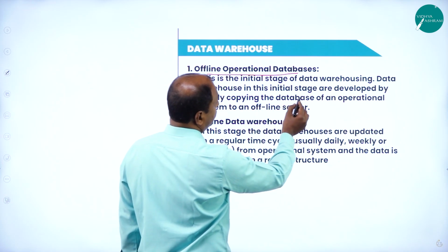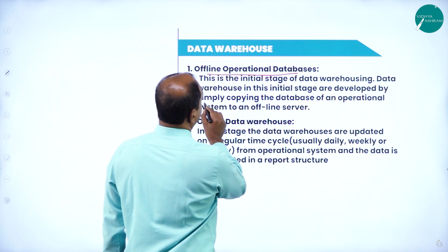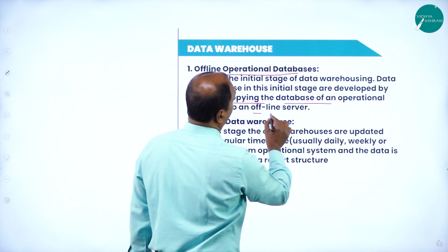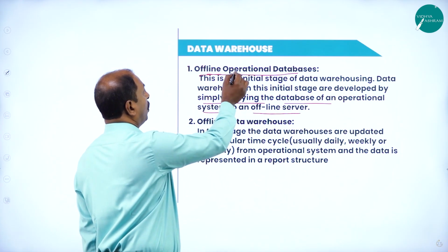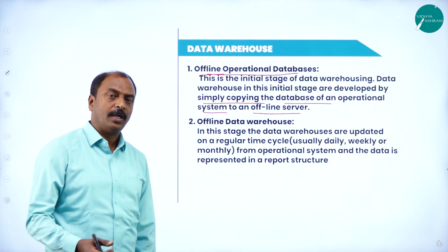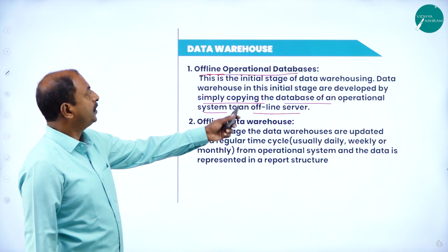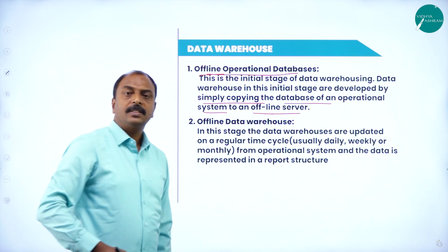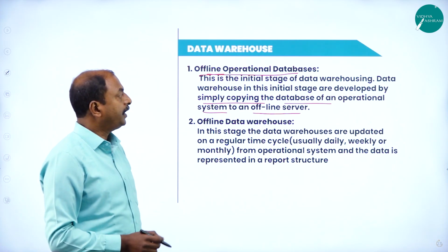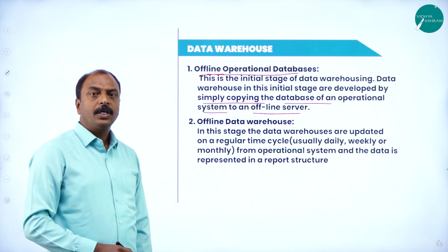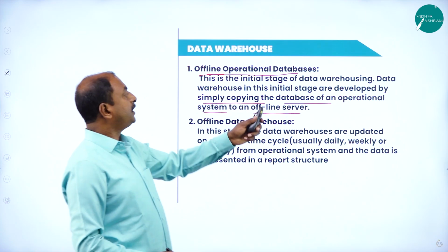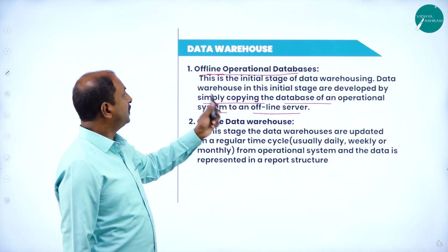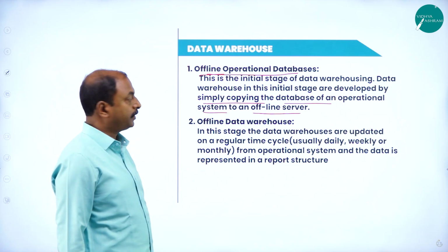Data warehouses in this initial stage are developed by simply copying the database of an operational system to an offline server. So what is offline? Nothing but not online. At the beginning, we copy the working, online data warehouse or database to another system that is not on the server, that is, an offline server. So this is the offline operational database.